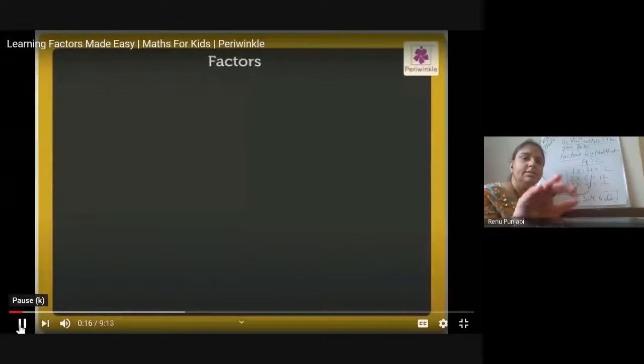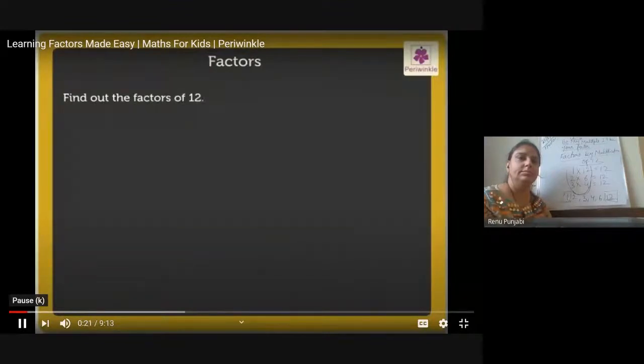The factor of a number. Let us take the number 12. To begin with, let us find out the pairs of numbers that give 12 as their product. See, which pair of numbers we multiply so that we get 12. The same way we apply with other numbers also: which two numbers we multiply to get that number.